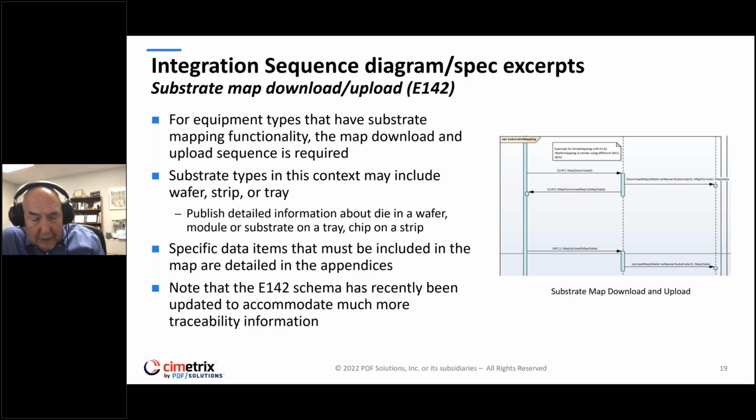So E142 has taken on a lot of work lately to be able to track all the information that people require in the single device traceability as the device proceeds through its manufacturing life cycle. In this particular back-end context, the substrate may include wafer strips, trays. It's not just a wafer. And so the detailed information about what happens during that manufacturing step to that substrate is added to the wafer map and then to the substrate map and then re-uploaded for subsequent use.